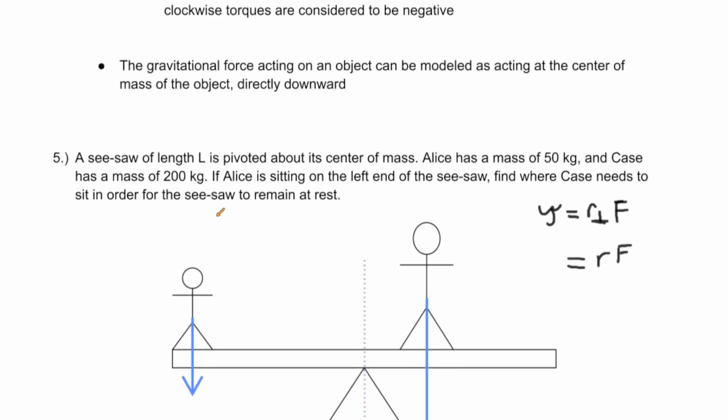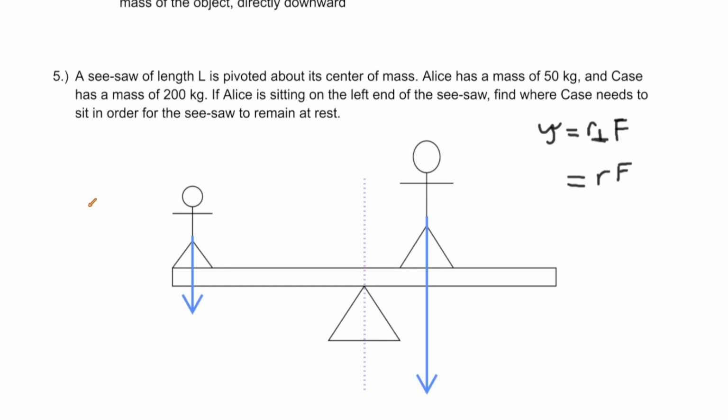So let's see what we're given. Alice is sitting at the left end, and it's pivoted about the center. So the fact that it's pivoted about the center means we don't even have to look at the fact that the seesaw's weight could be a factor. So we don't have to deal with that. Alice is sitting at one end of the seesaw. So if the seesaw has length L, she must be a distance of L over 2 away from the pivot point. And we do not know anything about how far away Case is.